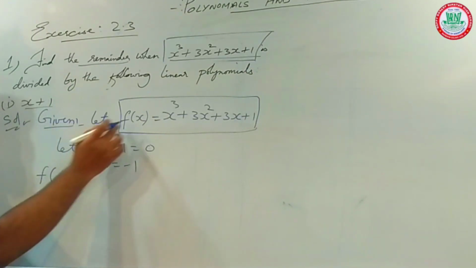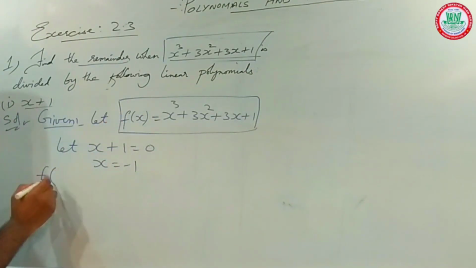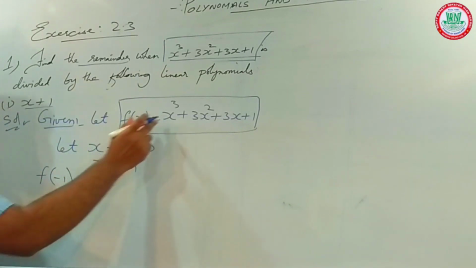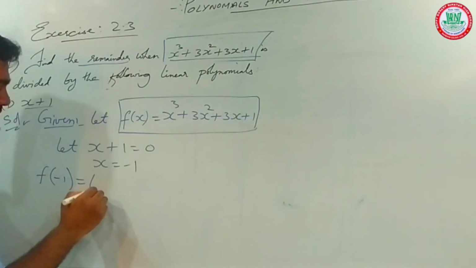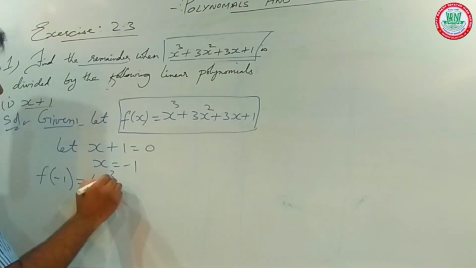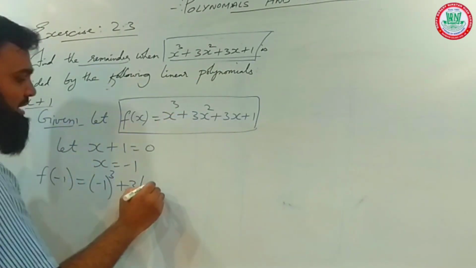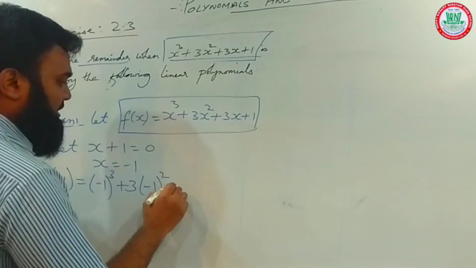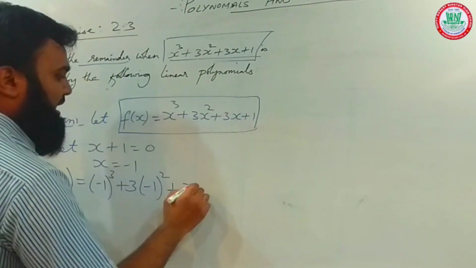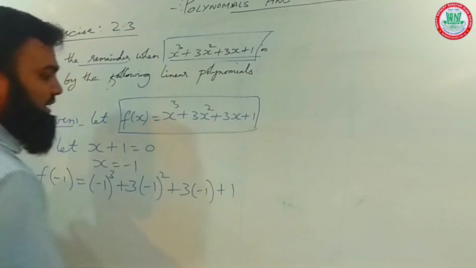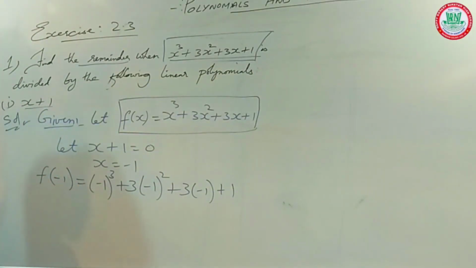F of x value is what? We have to find f of minus 1, which is equal to, in place of x I have to put minus 1: minus 1 whole cube plus 3 into minus 1 whole square plus 3 into minus 1 plus 1. So here minus 1 whole cube is what? Minus 1 into minus 1 into minus 1.